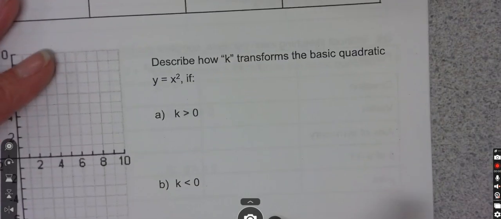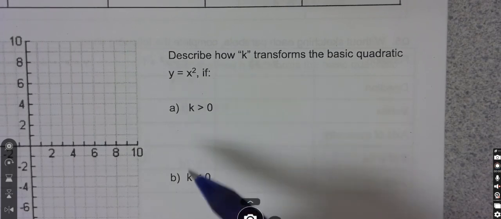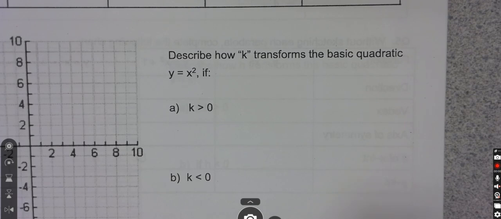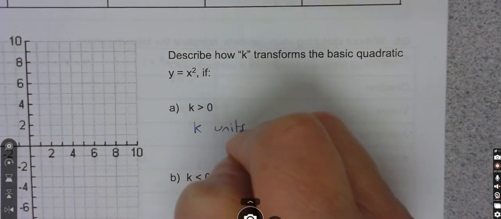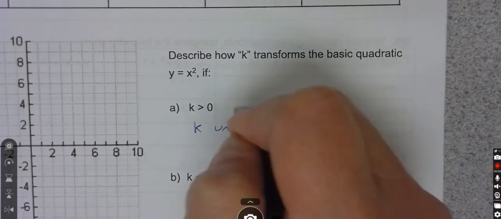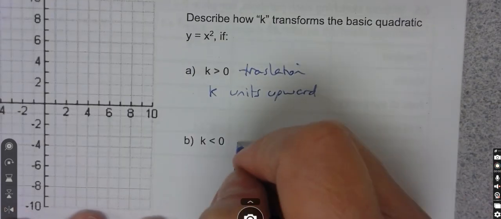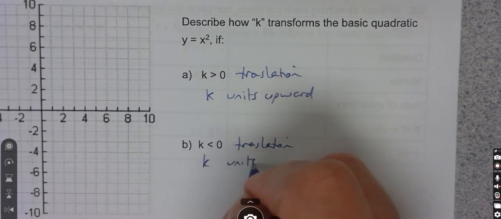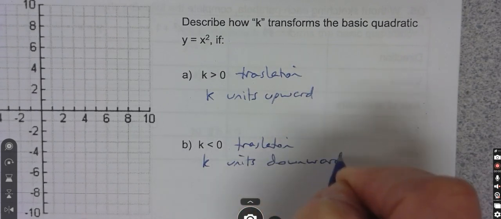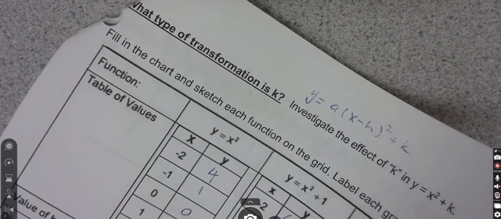Okay, and what ends up happening is that the k, how does it transform the basic one, y equals x squared? Well, if k is a positive number, bigger than 0, then it transforms k units upward, and the word for movement upward is translation. Okay, and this one will be translation. If k is negative, it translates k units downward.